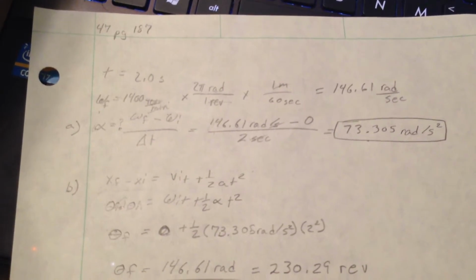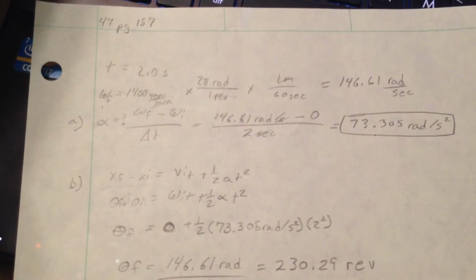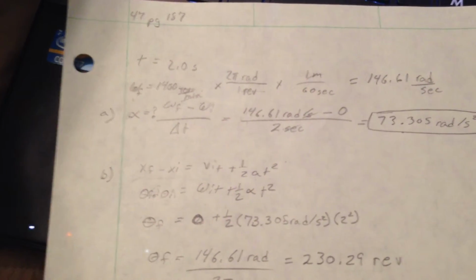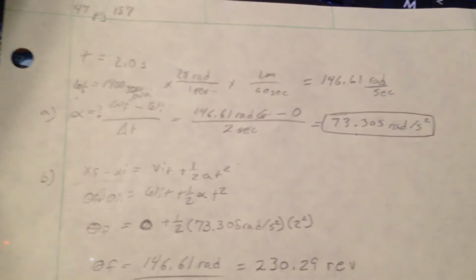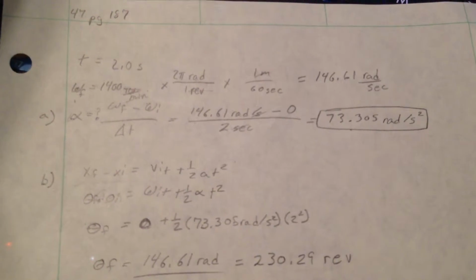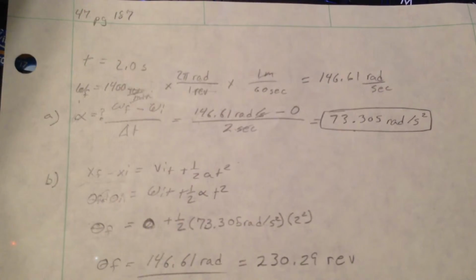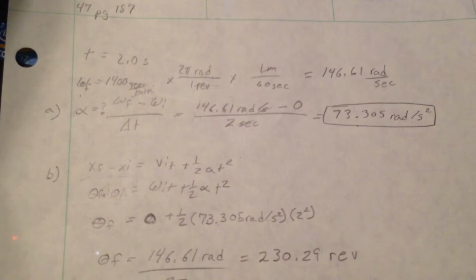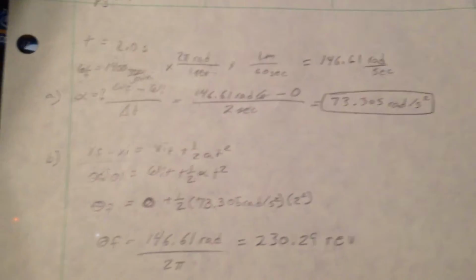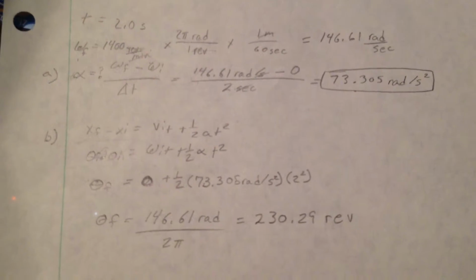Then to find the magnitude of alpha, you do omega final minus omega initial over the change in time. The final is what you just calculated by changing to radians, which is 146.61 radians per second, and the initial is 0 because it's starting from rest. It's over 2 seconds, and that ends up giving you a magnitude of 73.305 radians per second squared.